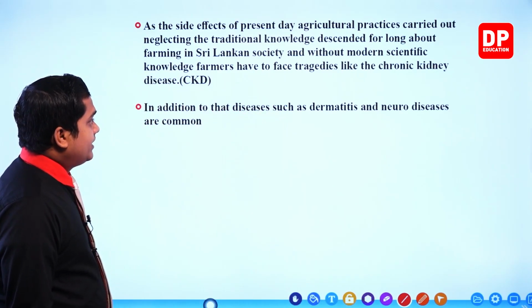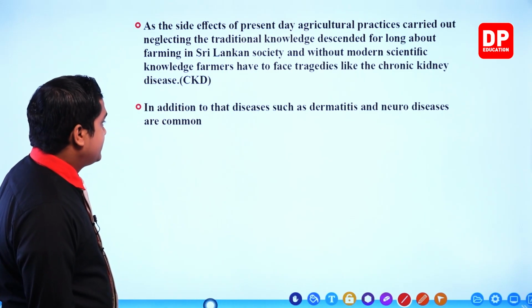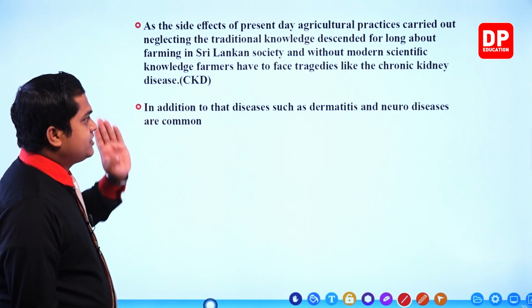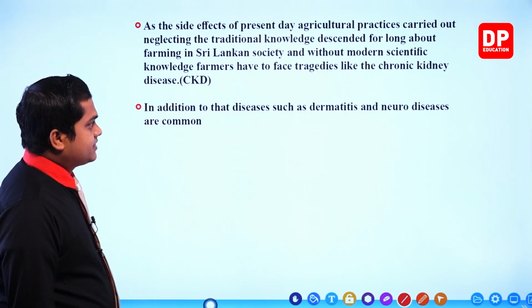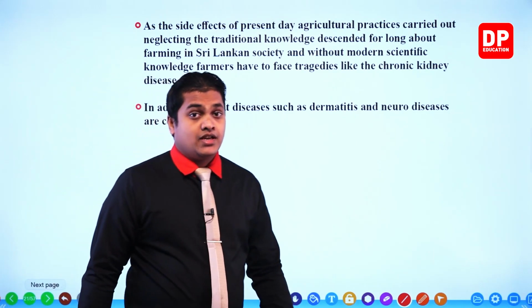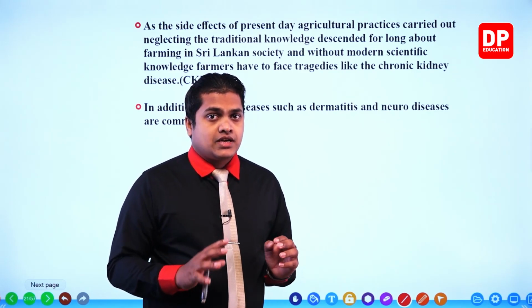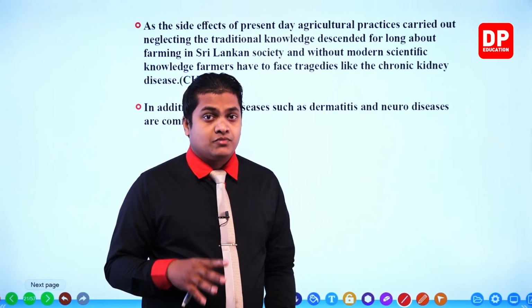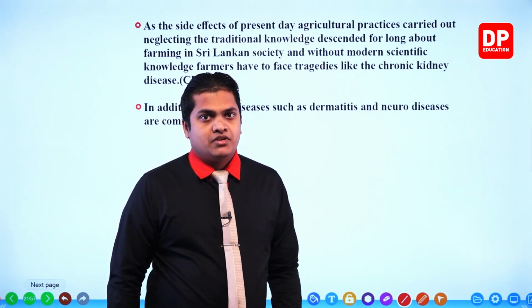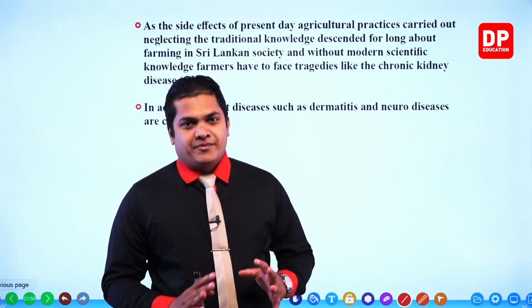In addition to that, diseases such as dermatitis and neurodiseases are common. So in addition to CKD, my dear children, dermatitis and neurodiseases are also common among people who are using these kinds of chemicals and fertilizers, especially among farmers, my dear children. Especially among farmers, we can observe these kinds of diseases.